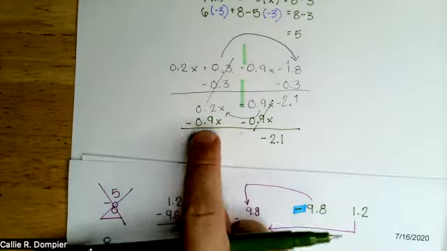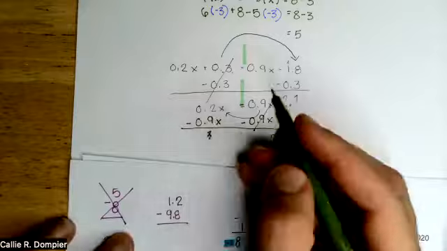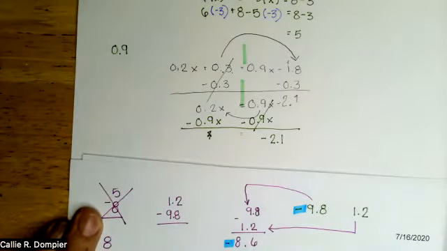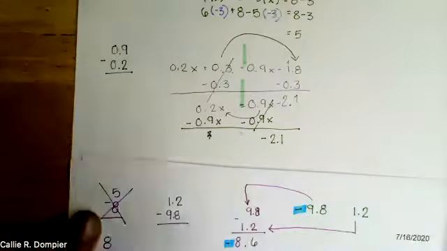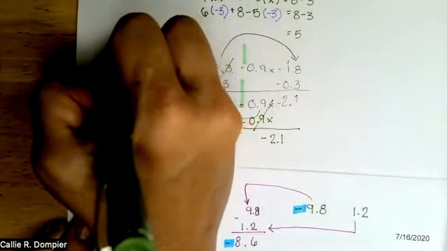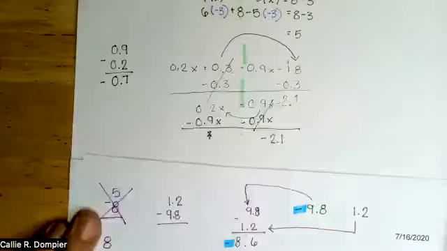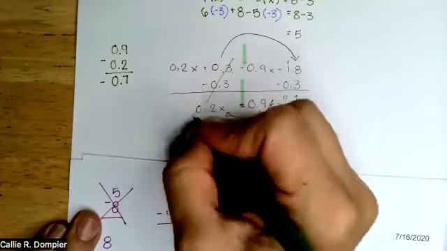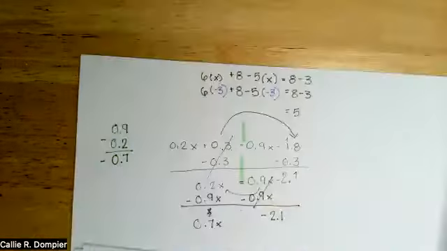0.2 minus 0.9. Again, these are different terms. These were the same, so we added them. These are different, so we need to decide which one's bigger. 0.9 is bigger or 0.2 is bigger? 0.9 is bigger than 0.2, right? So I subtract. 9 minus 2 is what, 7? But the 0.9 is negative, so it's a negative 0.7. Bring over the x. So 0.2x minus 0.9x is negative 0.7x equal to negative 2.1.